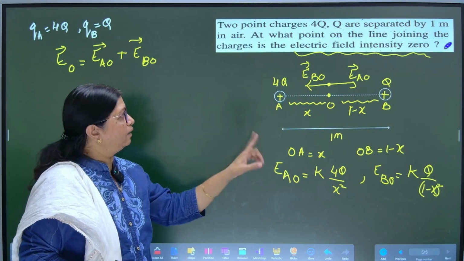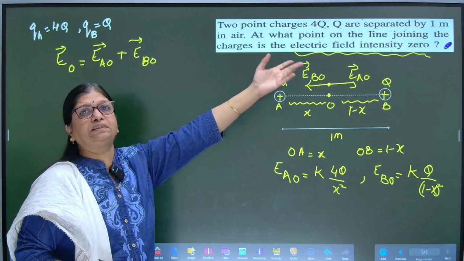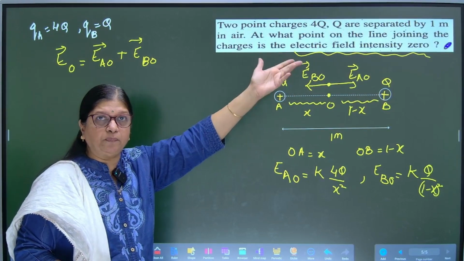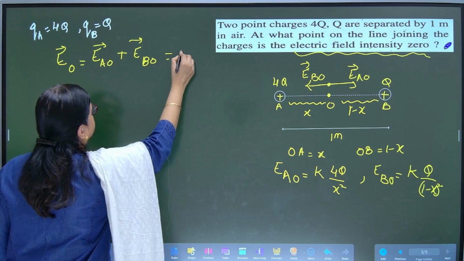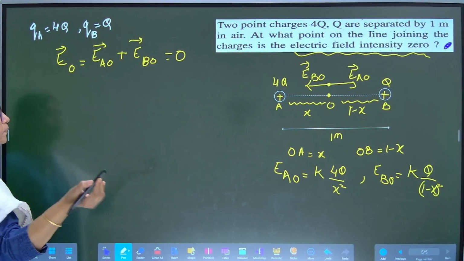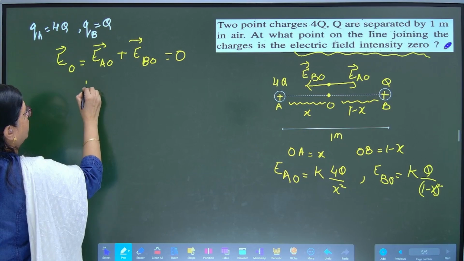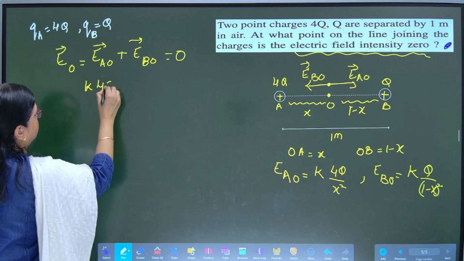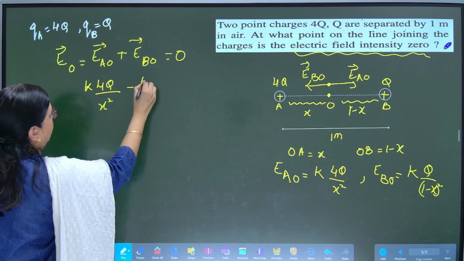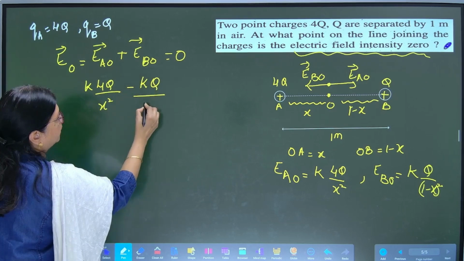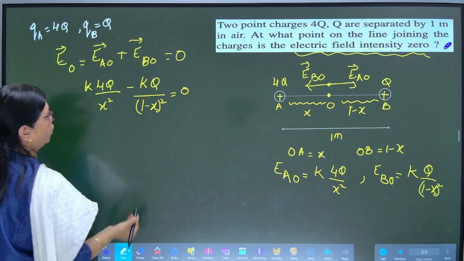Fine? And one more thing I must remember, they already gave me that at some point the electric field is 0. They gave me that, so I will put that also. This is equal to 0. I am searching for that point. So now let me write the magnitude: k 4q upon x square minus k q upon 1 minus x square is equal to 0.